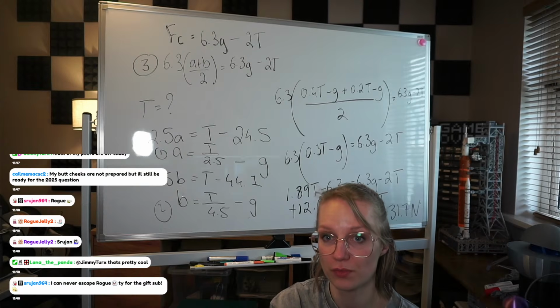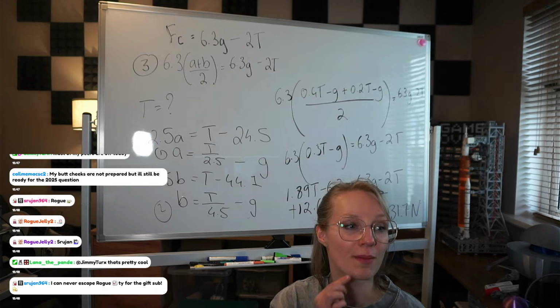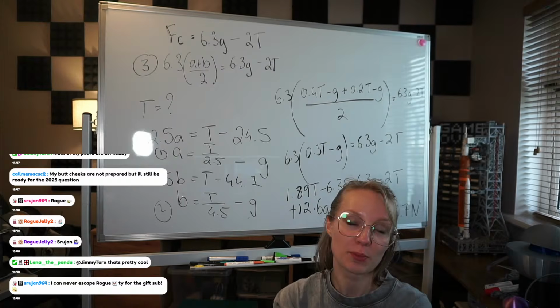So what we're going to do, in case anyone was wondering, we're going to do one more pulley problem, a particularly challenging pulley problem from last year.